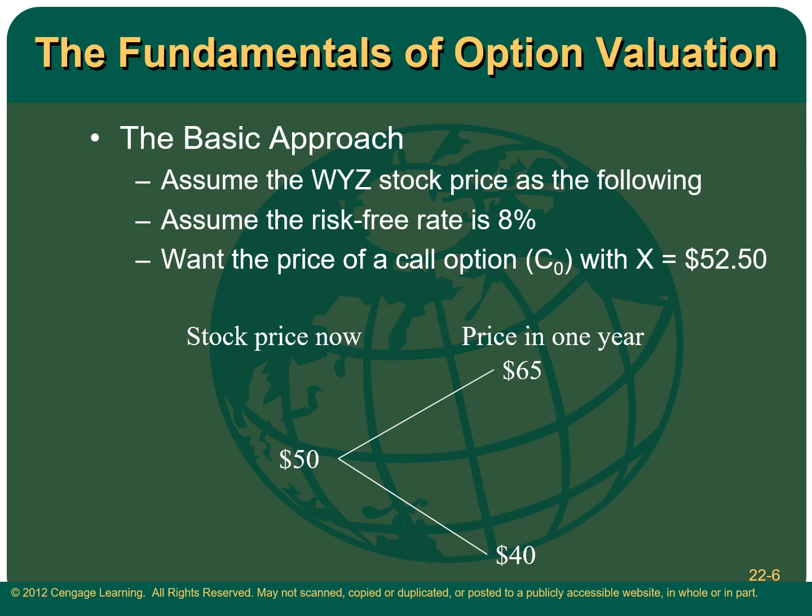The basic approach. Here we assume the stock price of WYZ as the following. Assume the risk-free rate is 8%. We want the price of a call option, CO, with exercise price X of 52.5. The stock price now is 50, and we expect the price in 1 year from now to be 65 or 40.